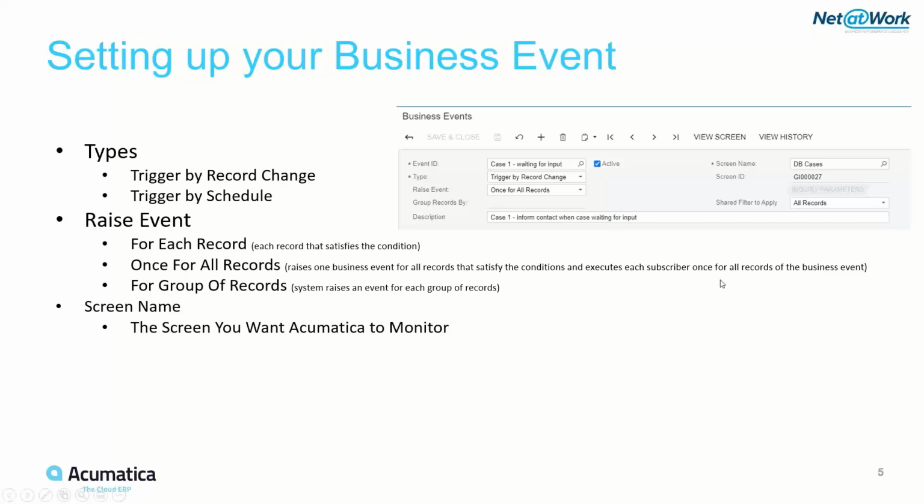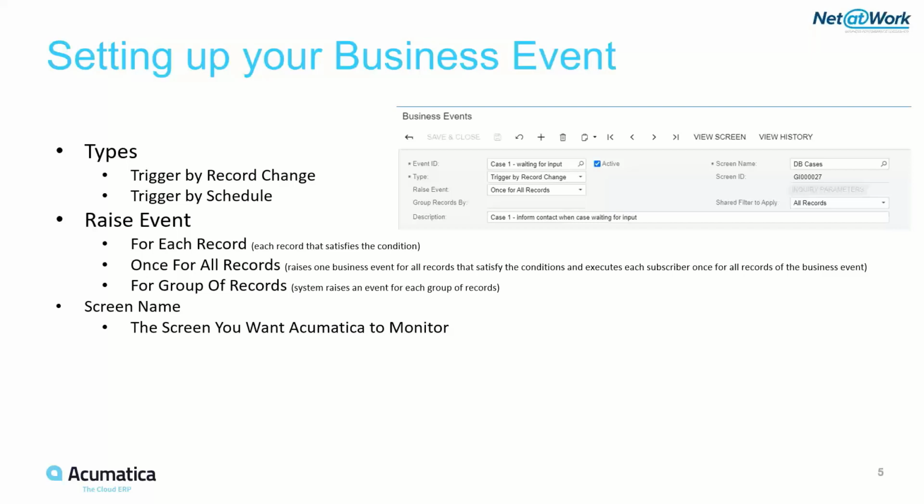So it's going to group them, it's going to do once for all the records that had that change. And then a group of records would be the system raises event for a group of things that have happened. It gets a little hairy at times, but just go back and read through these and think to yourself, what are you specifically looking at?